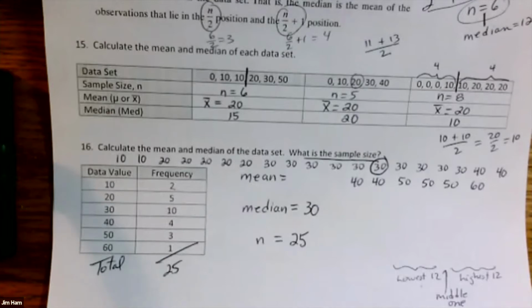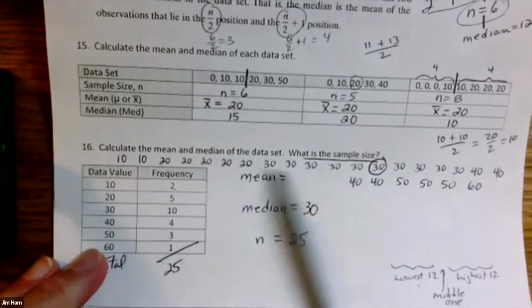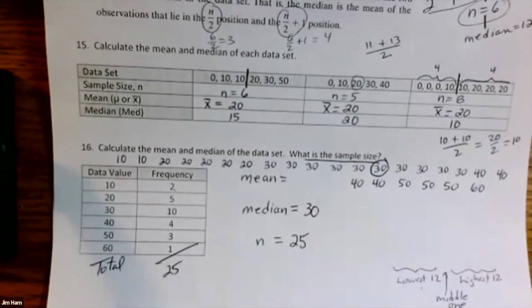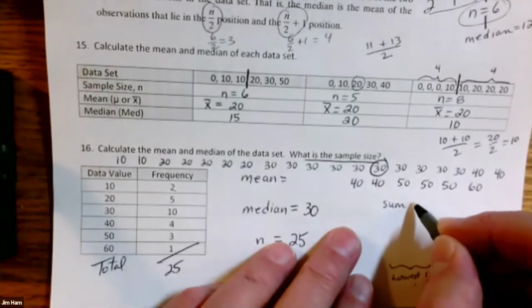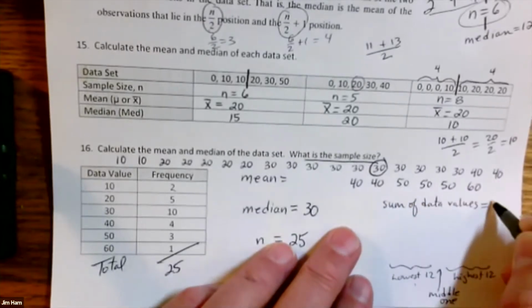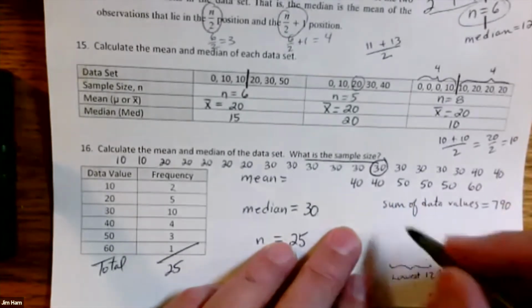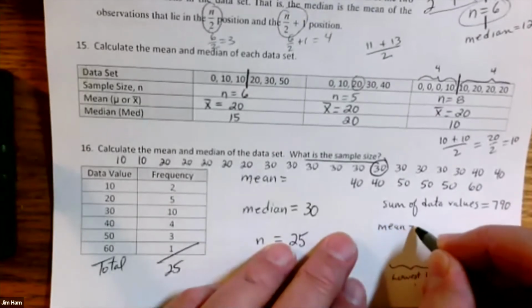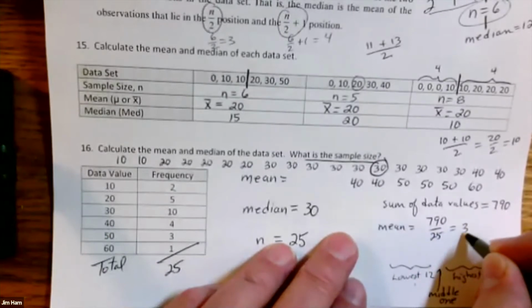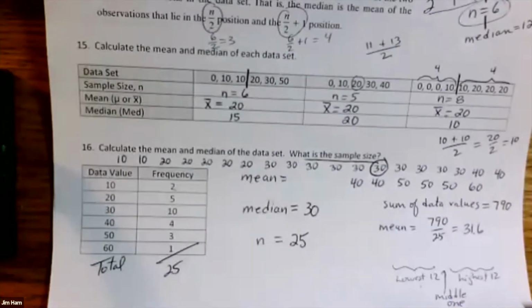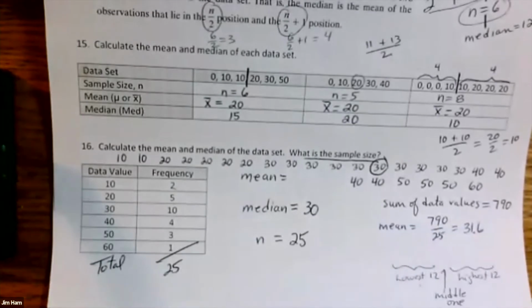The mean is kind of tedious to calculate because you have to add up all 25 of these numbers and then divide by 25. So is it 790? Do they all add up to 790? I saw that somewhere. Okay. So the sum of data values equals 790. So the mean equals 790 divided by the number of data values, and that is 31.6. Okay, so I think this is what everybody is telling me here in the chat, 31.6.